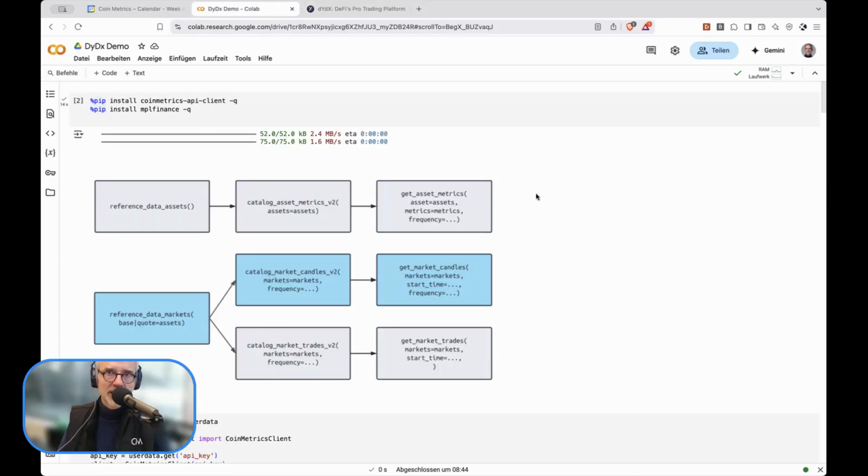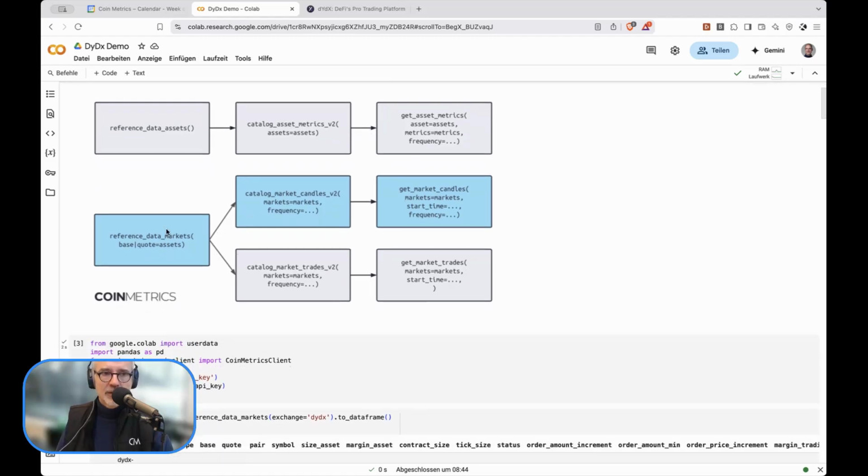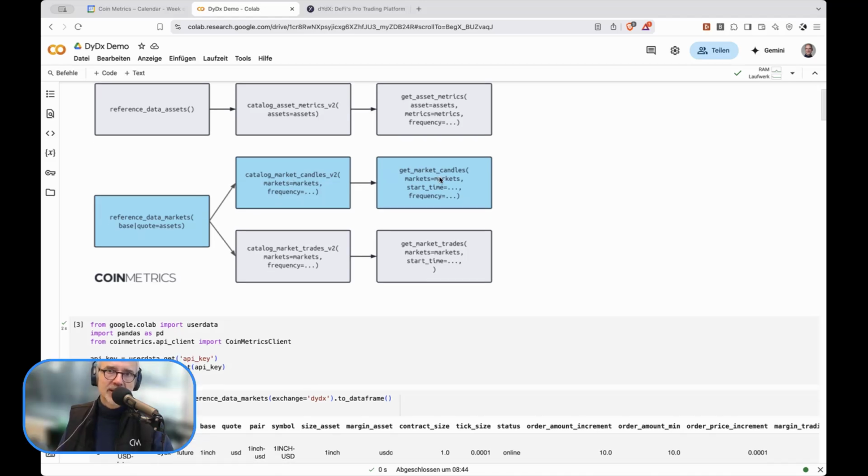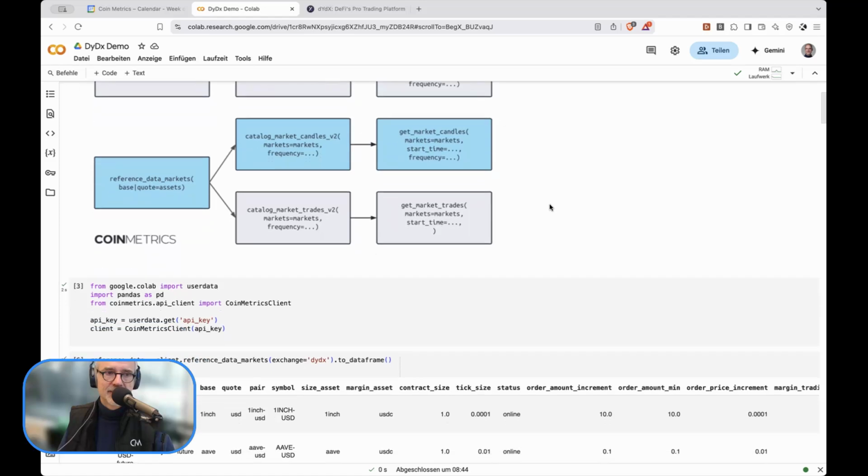I'm using Colab as always as my cloud-based Jupyter notebook. I've installed the CoinMetrics API client and an open source library for displaying candle charts. I like to use this flow of using the APIs. So I'm going to use reference data to find the markets that are relevant today, dYdX, then use the catalog to find what market candles are available, and then get market candles to actually get the candle data.